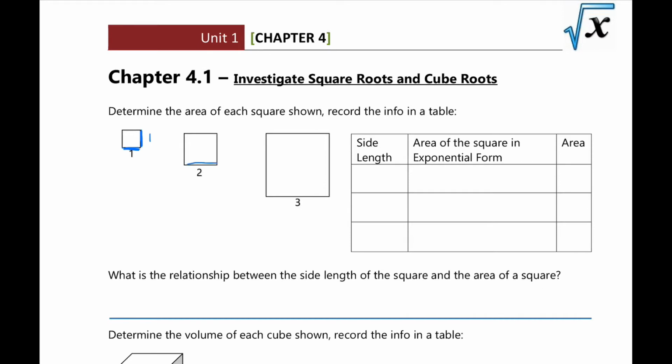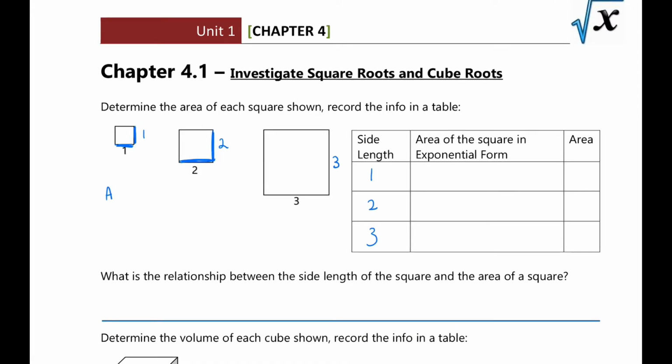Same thing here. If this length is 2, because it's a square, this side has to equal 2 as well. And so on. So let's first fill in the blank for the side length here. The column is 1, 2, and 3.